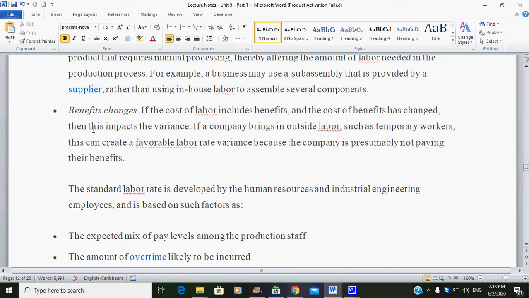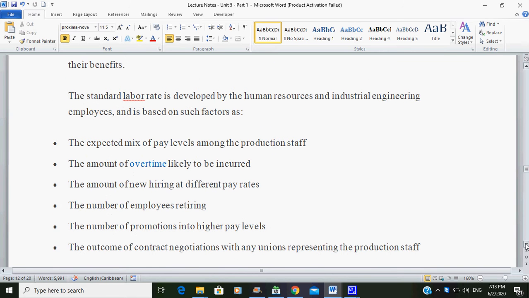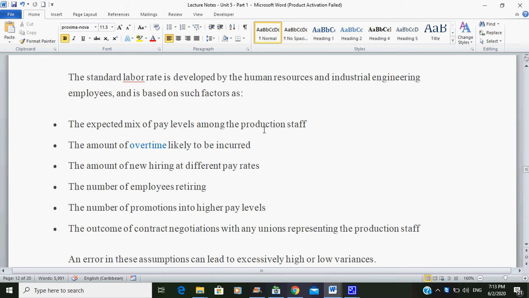The standard labor rate is developed by human resources and industrial engineering employees, and is based on such factors as the expected mix of pay levels among the production staff, the amount of overtime likely to be incurred, the amount of new hiring at different pay rates, the number of employees retiring, the number of promotions into higher pay levels, and the outcome of contract negotiations with any unions representing the production staff. An error in these assumptions can lead to excessively high or low variances.